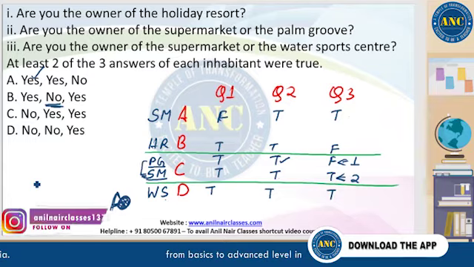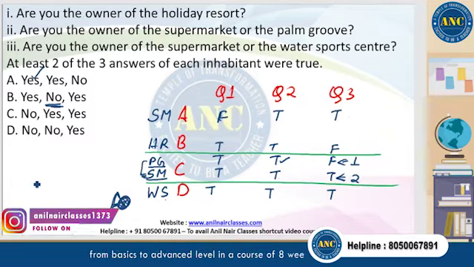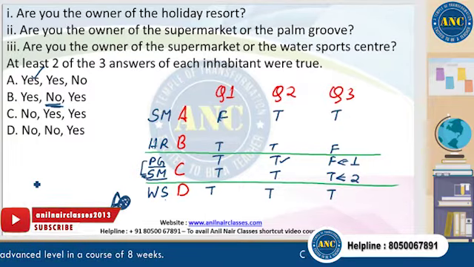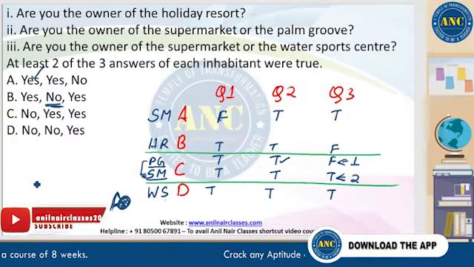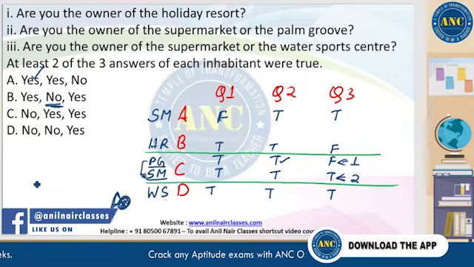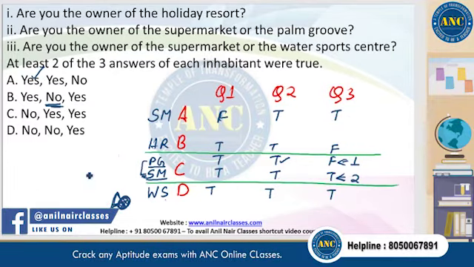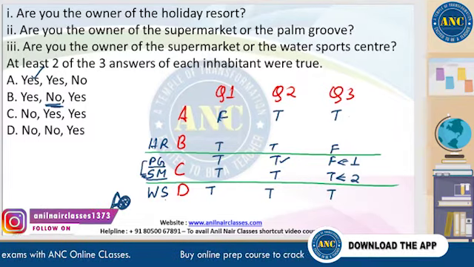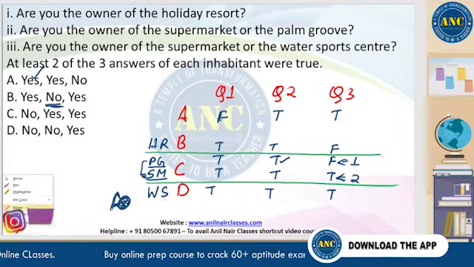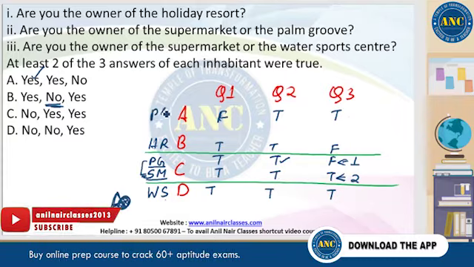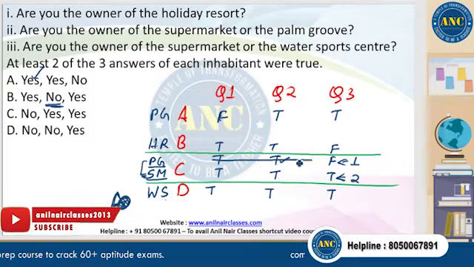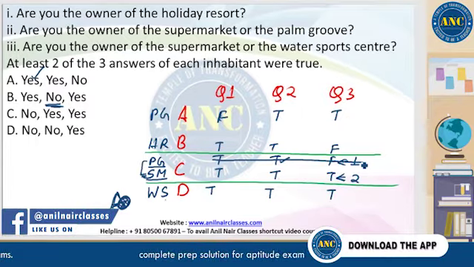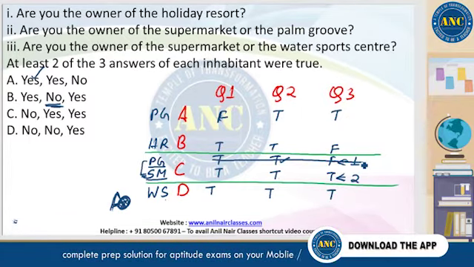Statement three says, for A, I am the owner of the supermarket and the water sports center. He says no, that should be true. That means A should not be owning them. Oh, okay, fine. I messed it up, I think. That means A is definitely not owning the supermarket. A will be owning the Palm Grove, and we can negate this case. It's just the reverse of what I said. Yeah, okay, fine.